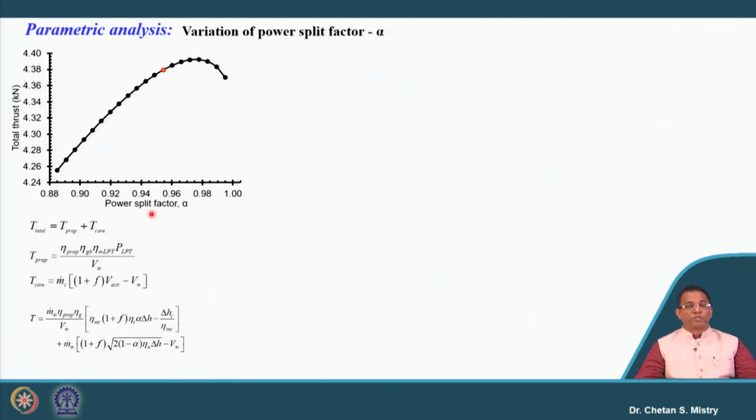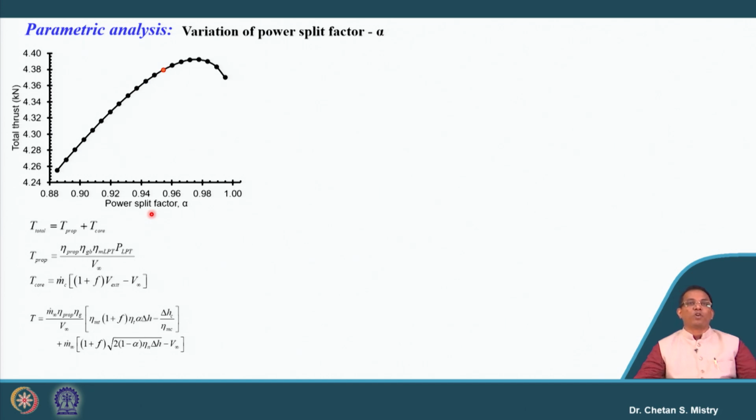So many times when we are doing our cycle analysis, we need to assume this number. There are different ways to solve the numerical. Suppose the power split factor for this numerical is given. If it is not given, you can assume it also.